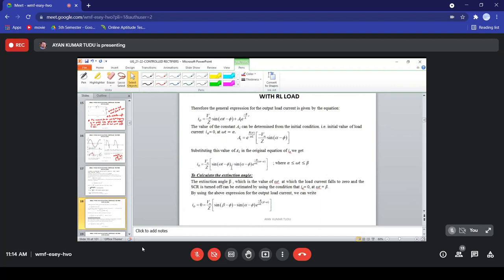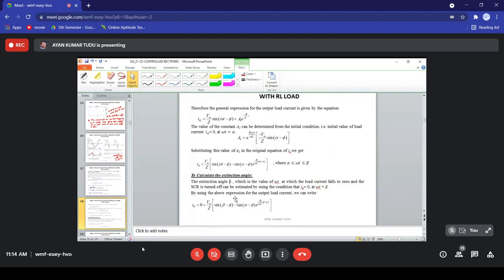Then we have to find out the extinction angle. How can we find out the extinction angle? As you can see, the extinction angle beta is the value of omega t at which the load current falls to 0 and the thyristor is turned off. It can be estimated by using the condition that at I0 equal to 0, omega t equal to beta. So we can just put I0 equal to 0 in this expression, and in place of omega t, we write beta. That's what we have done here.